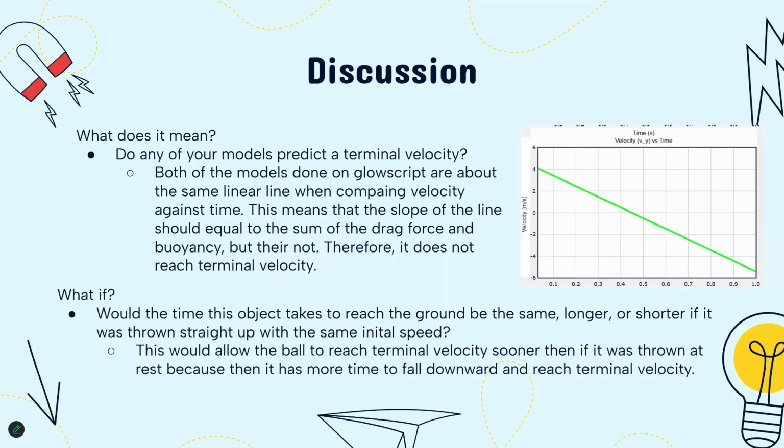So for my discussion, do any of the models predict a terminal velocity? I do not think that any of my models predict terminal velocity. This is because for both the models done on GlowScript, the velocity versus time graphs are linear. They both have a straight linear slope, and they don't even dip. But to find terminal velocity, you have to find the sum of the drag force and buoyancy, but there isn't one in my data, or if there is, it is very hard to calculate. And so I do not think that in this experiment I reached terminal velocity.